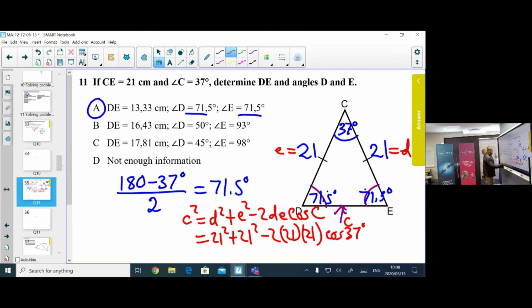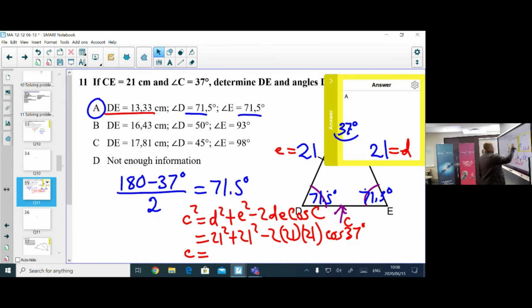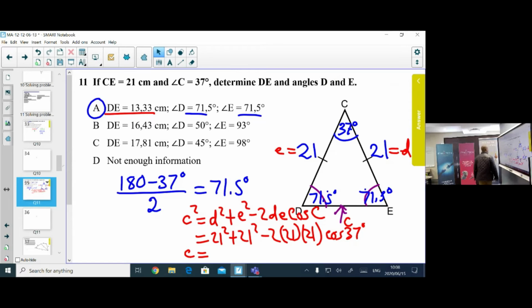Okay, so in the end, you get a certain figure that you must find the square root of to get your C, and that should give you DE equals 13.33 centimeters. So let's check if that would be the answer.